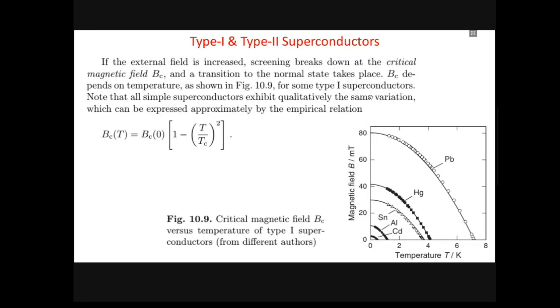Note that all the simple superconductors exhibit qualitatively the same variation. This trend is almost the same for all types of superconductors. That means as you increase the magnetic field strength from 0 to higher values, the transition temperature correspondingly goes to the lower temperature region. Simple superconductors means basically the elemental superconductors. There is no mixing of other elements, just pure metals. So only one element will be present in the simple superconductors.